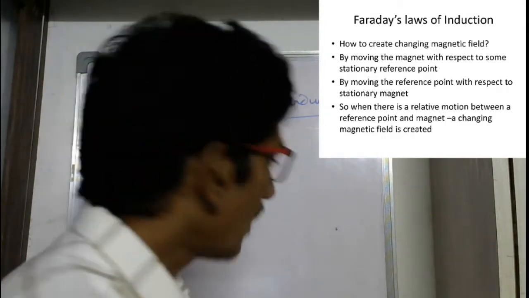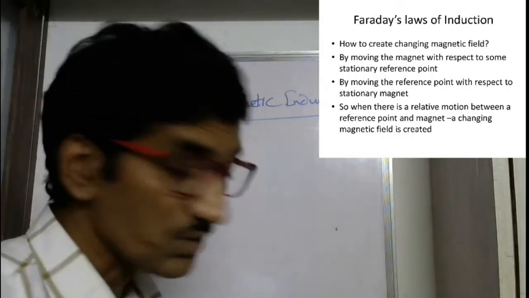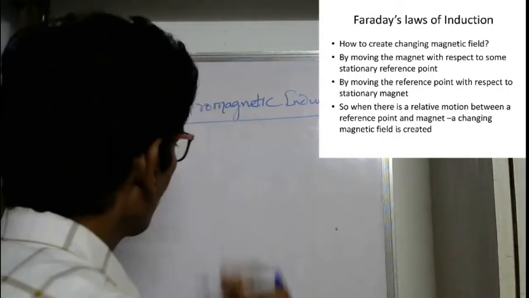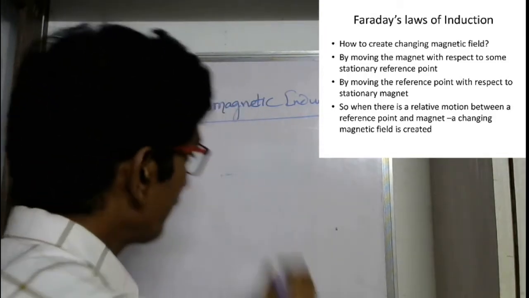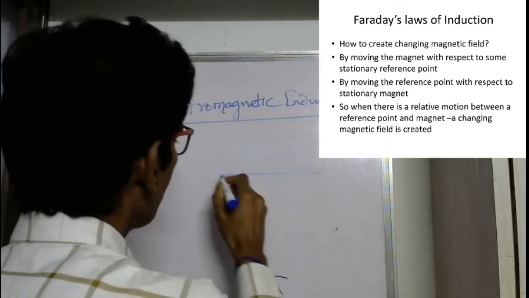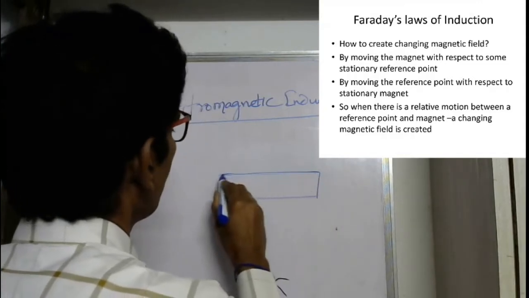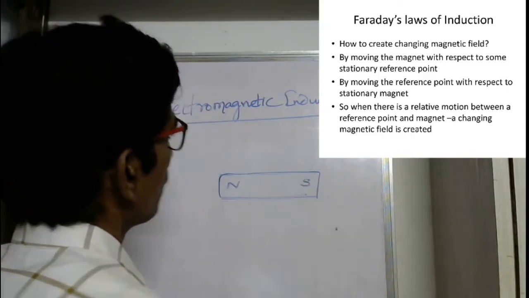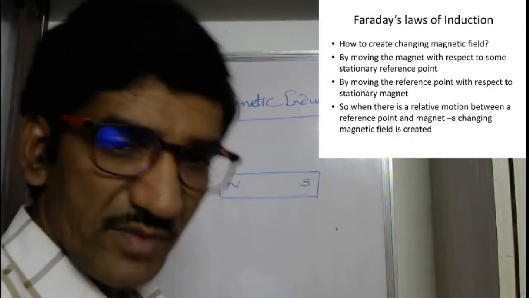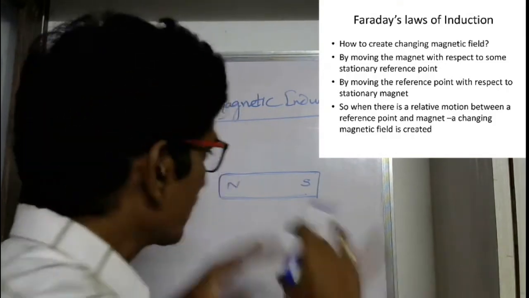Now, what is a changing magnetic field? See how many sources of magnets there are. If you take a permanent bar magnet, with north pole and south pole, this is able to create a stationary magnetic field.